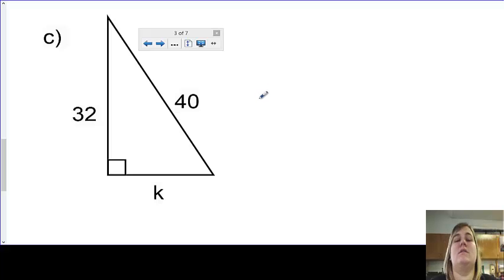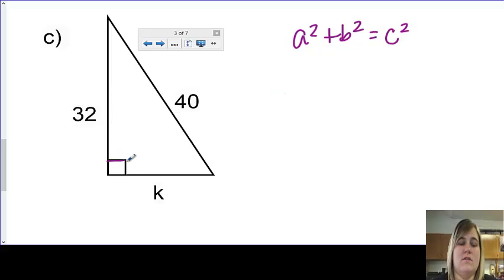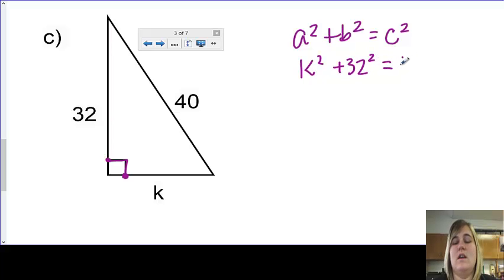On C, similar situation. I have a right triangle with one side missing, so I'm going to use the Pythagorean theorem. My right angle symbol is touching these two sides, so I know these are my a and my b. Instead of a, I'm going to put k and square it, plus, instead of b, I'm going to use 32 and square it, equals c, which is 40, and square it. So k squared just comes straight down because I can't change it.